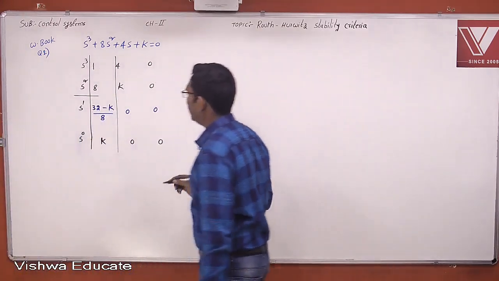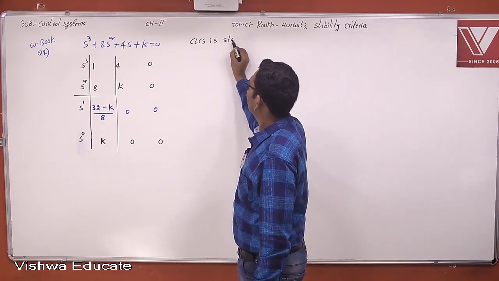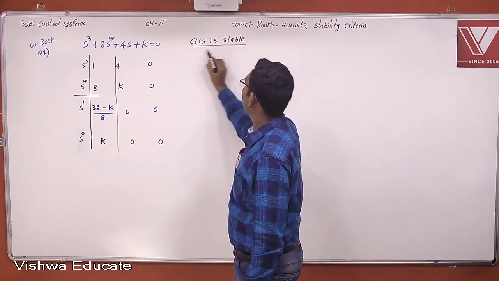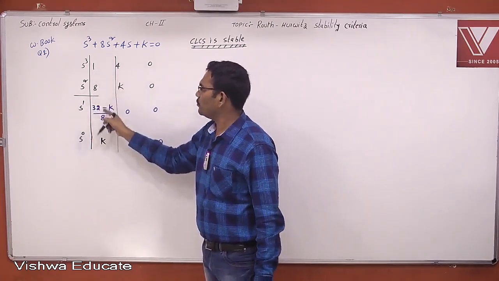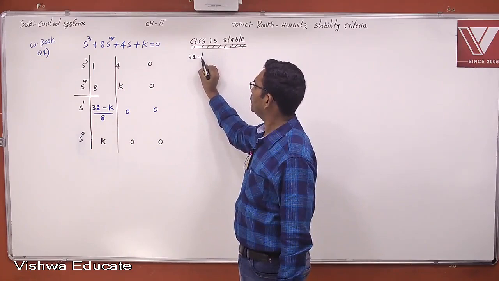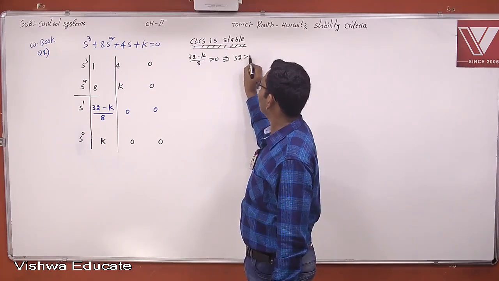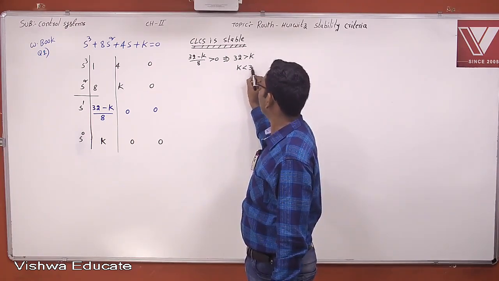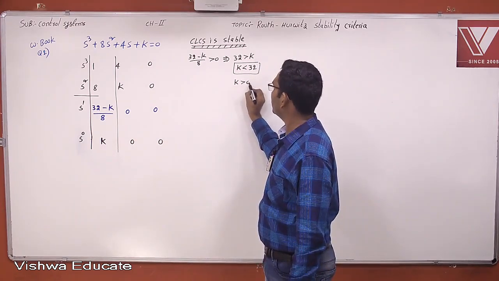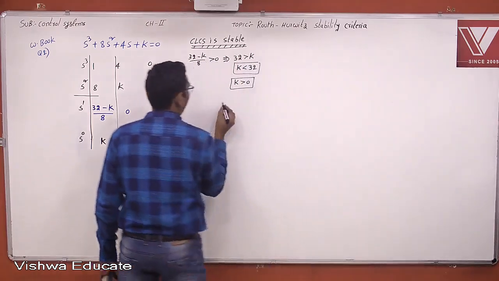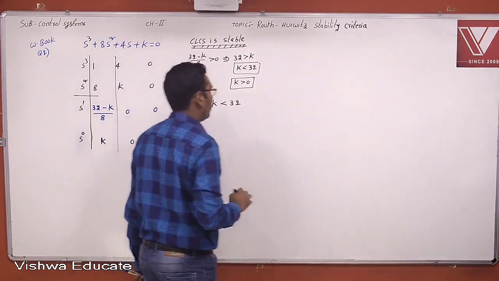Now we'll find one by one, right? Okay. Now if the closed loop control system is stable, all the coefficients in the first column must be of the same sign. Positive, positive, so this one should also be positive. (32 minus k) by 8 is greater than 0. Therefore 32 is greater than k, therefore k is less than 32. And this k should be positive, k greater than 0. Therefore what is the range? The range of k for which the closed loop control system is stable is 0 less than k less than 32.